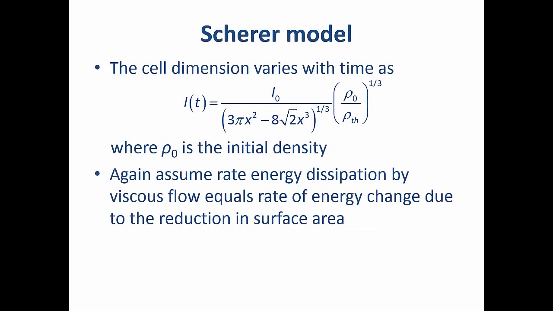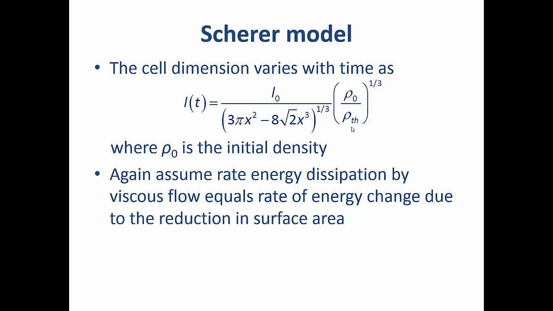The cell dimension can be shown to vary with time as the initial length of the cell side L0 times the initial density over the theoretical maximum density, raised to the power of a third, divided by 3 pi x squared minus 8 root 2 x cubed, also raised to the power of a third. So this is just showing how the length of the side of the cell will vary with time.